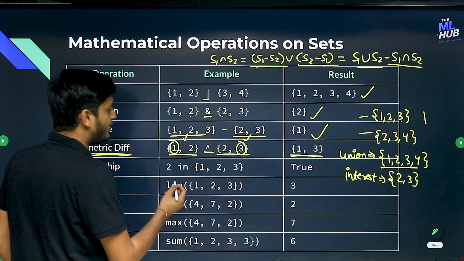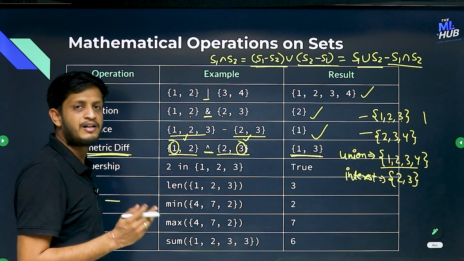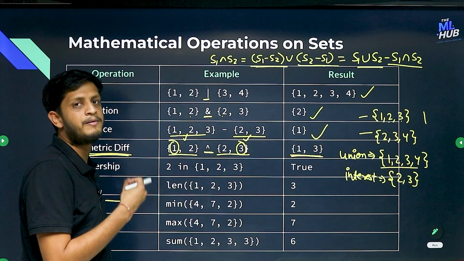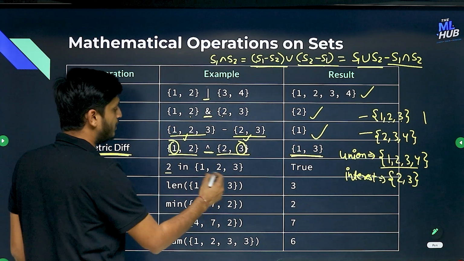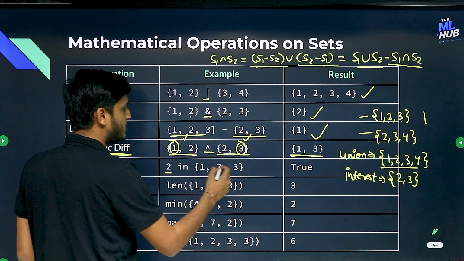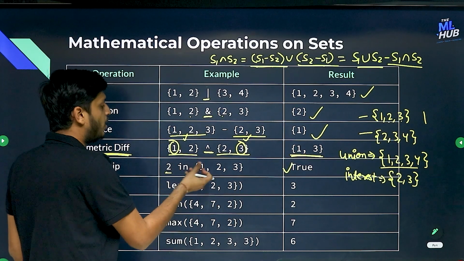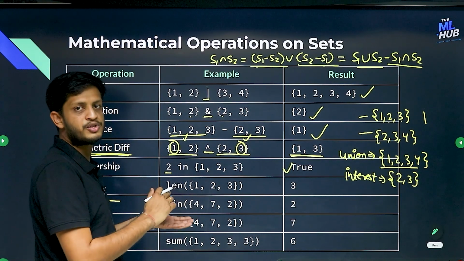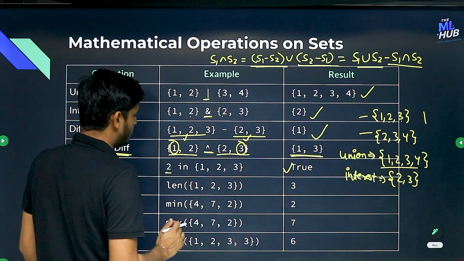And then we have membership, very simple: in and not in. It will just tell you whether that particular element is present in the set or not. So 2 in {1, 2, 3} means is 2 present in here or not. 2 is present, so you will get true. And if you write 2 not in this, you will get false. Not in is the opposite of in. So the membership operator is simple.